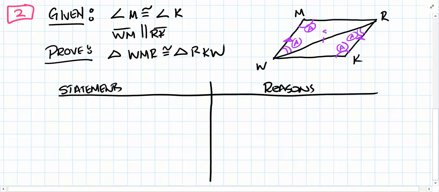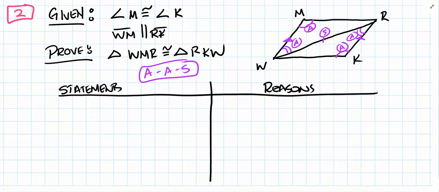So what is going to be our plan for this? AAS stands for what? We have a plan to do angle, angle, side. I always like to write my plan down: the plan for the proof is to prove angle, angle, side. If I can show angle, angle, side, is that enough to show that those triangles are congruent? Exactly. That's how I know it, because I have two angles and the non-included side.